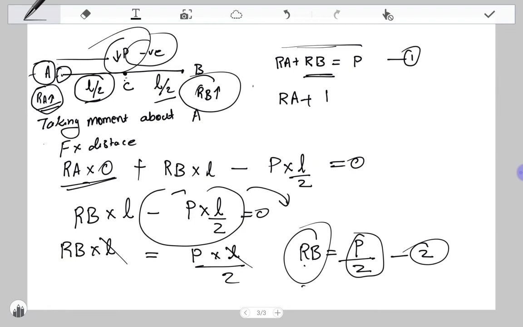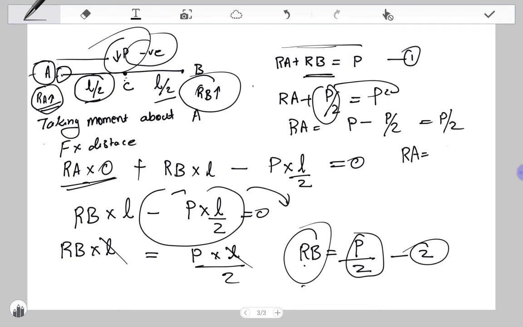Ra plus P by 2 is equal to P, right? So Ra is equal to this, P by 2 will go here, right? So P minus P by 2. Okay, P minus P half is equal to P half, right? So Ra is equal to P by 2. Okay, let's give it as number 3.